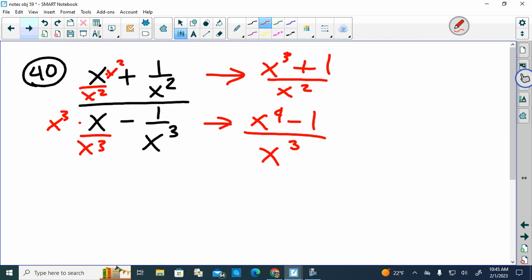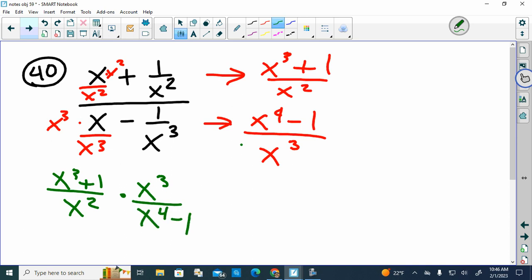Okay, so numerator, denominator. I'm leaving the numerator, and then what am I going to do with this one? Flip it. Okay, so the first one stays the same. So I have x to the 3rd plus 1 over x squared. It's being divided, but we're going to flip it and change it to multiplication. And so this one gets flipped. So x to the 3rd is on top over x to the 4th minus 1 on the bottom.